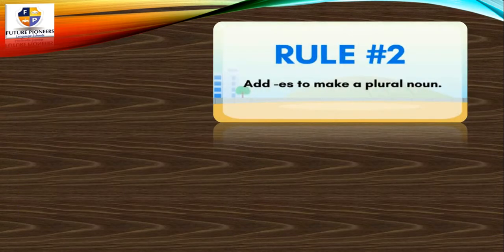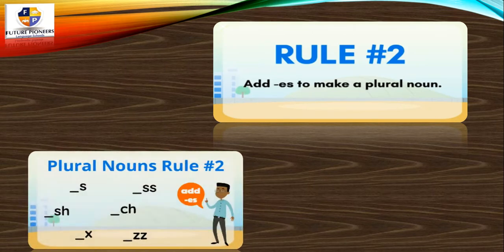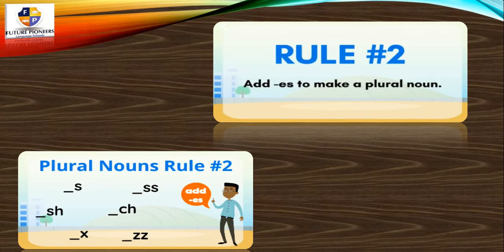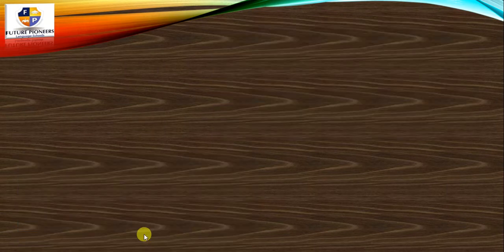Rule number 2. Add es to make a plural noun. Some words end in s, sh, ss, ch, x, or z. And if we find words that end in these endings, we have to add es. But it's not easy with z. Look at these examples.